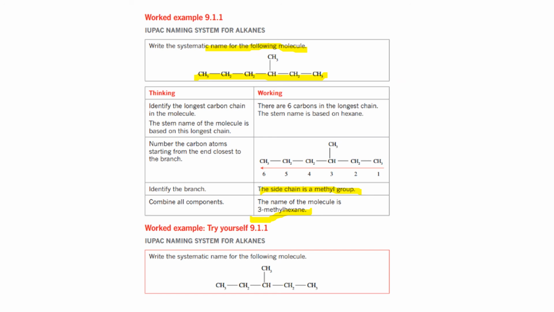It can be on the end on the left or on the right. If I go through this, the closest is actually towards the right. So in this case, it's on the third carbon from the right hand side. So the name here must be 3-methylhexane. Do not leave a gap between methyl and hexane. That is unacceptable. So 3-methylhexane is your name for this particular structure.